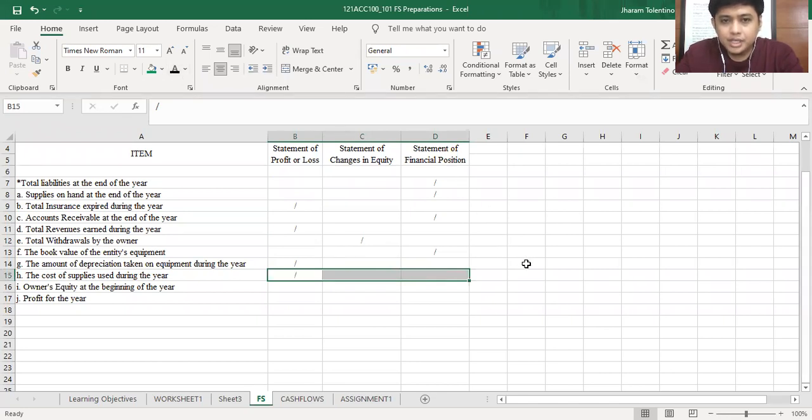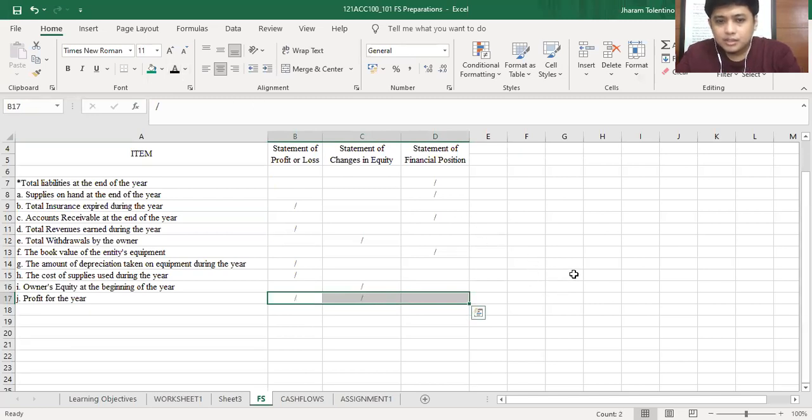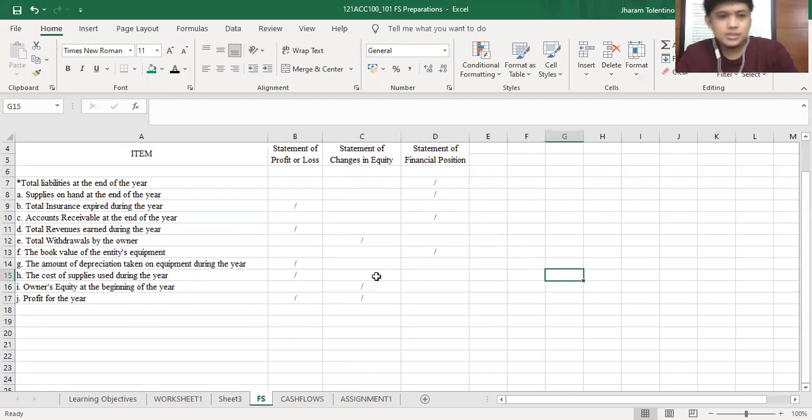Equity at the beginning of the year, we have SOSE for that. Okay, and then profit for the year, yun yung makikita sa dalawa. We have statement of profit or loss, saka statement of changes in equity. Okay, makikita siya sa dalawa. So yun lang yung bago dito sa inyo. So yung profit, makikita yan sa income statement, saka statement of changes in equity. I hope you understand this part. Okay na? Questions again?